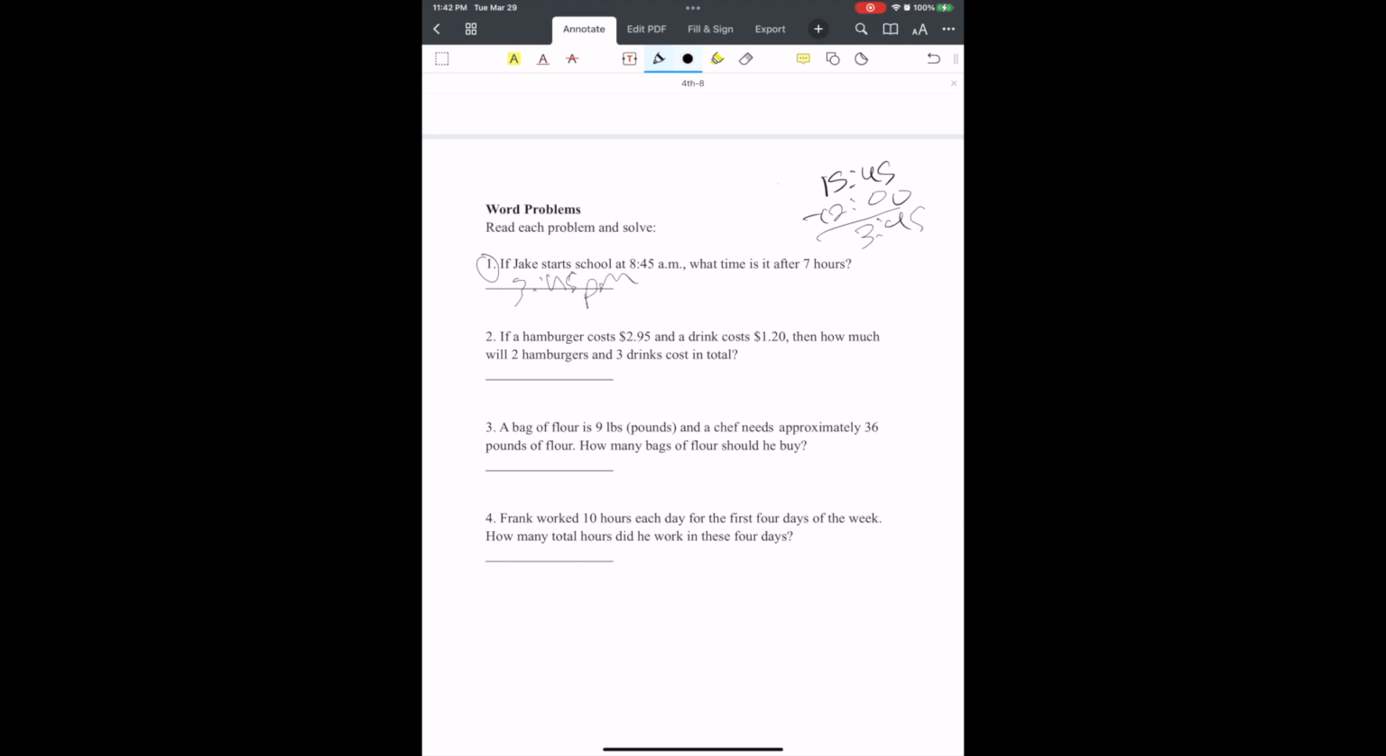And then we'll do number 4. So number 4, if we work 10 hours each day for the first 4 days of the week, this should be easy. 10 hours each day, first 4 days, just do 10 times 4. If you guys forgot what it was, you could always just do it like that. And your answer is 40 hours.